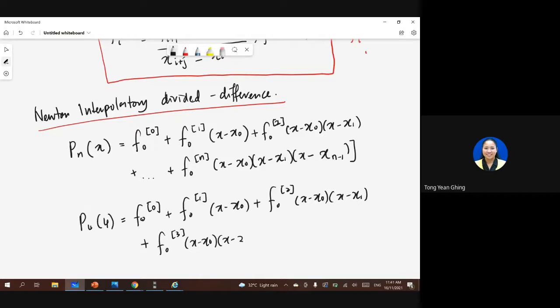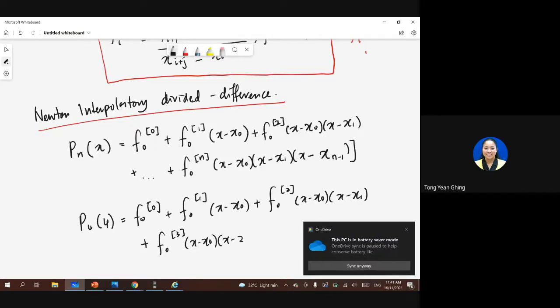Oh, sorry, low battery. Wait, I charge my battery first.